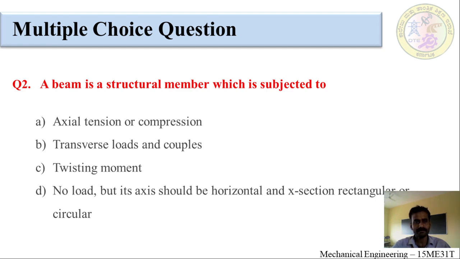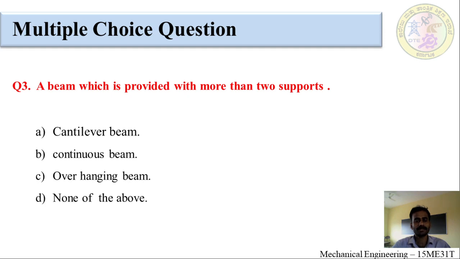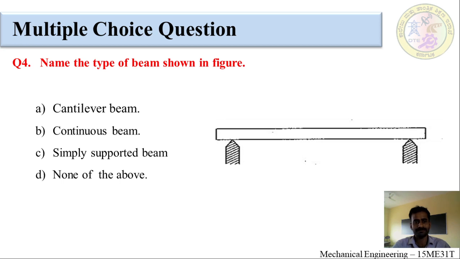Moving on to the third question. A beam which is provided with more than 2 supports. You have to name the beam which is provided with more than 2 supports. Options are: A, cantilever beam; B, continuous beam; C, overhanging beam; and D, none of the above. You have to choose the correct one.